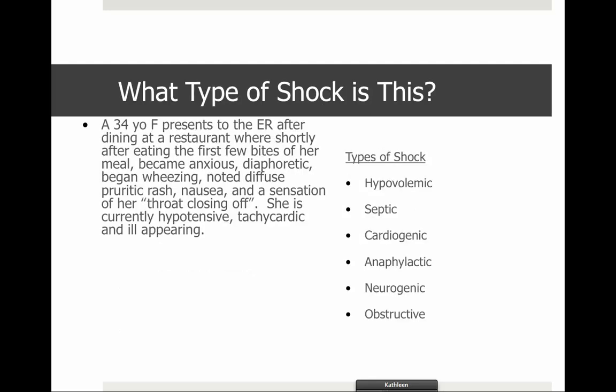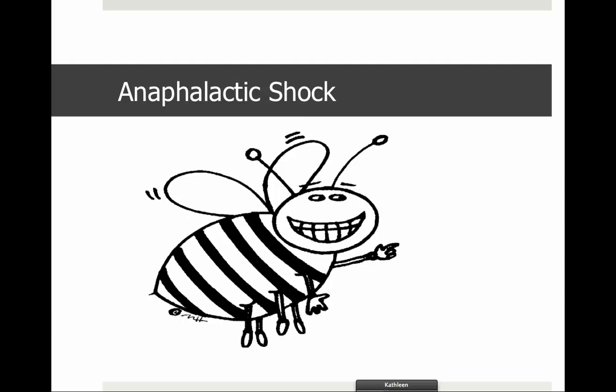And what type of shock is this? You have a 34-year-old who presents to the ER after dining at a restaurant. Shortly after eating the first few bites of her meal, she becomes anxious, diaphoretic, begins wheezing, with a noted diffuse pruritic rash, nausea, and sensation of her throat closing off. She's currently hypotensive, tachycardic, and ill-appearing. Anaphylactic.